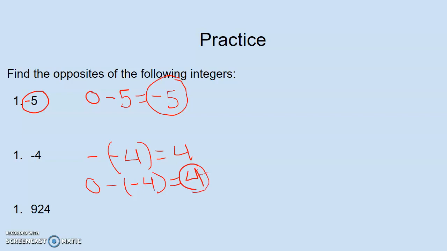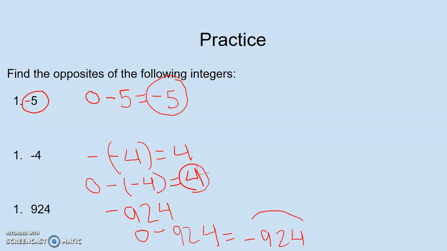And then, if you have 924, we can add a negative sign, get a negative 924. Or we could subtract 924 from 0. So that's a negative 924. So as you can see, no matter what method you use, you'd still get the same answer. So you can just choose what method's easier for you and use that.